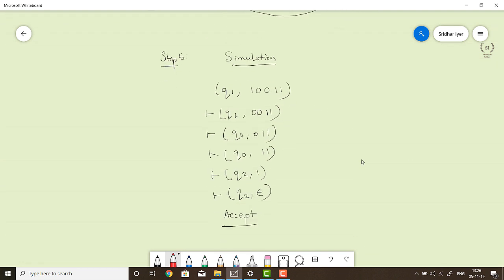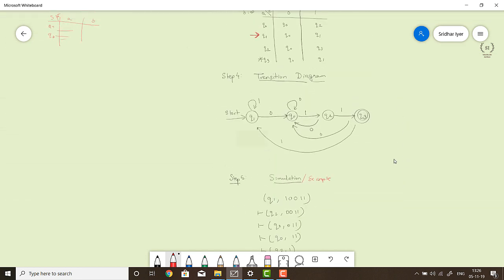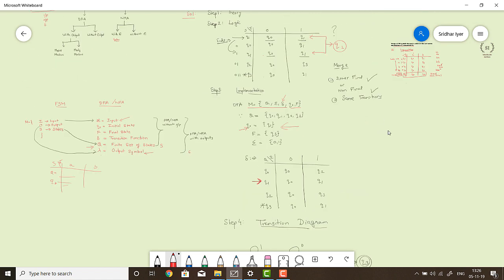which is simulation or example. We know how to solve an example, so I'm not focusing much on that. I just wanted to show you how exactly a DFA is similar to an FSM and in what steps it differs from an FSM.